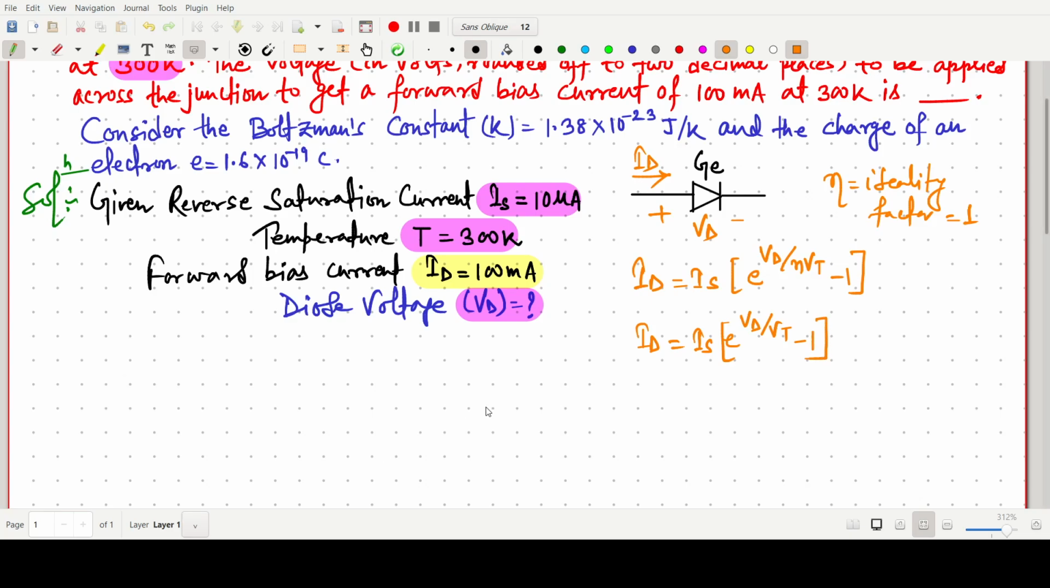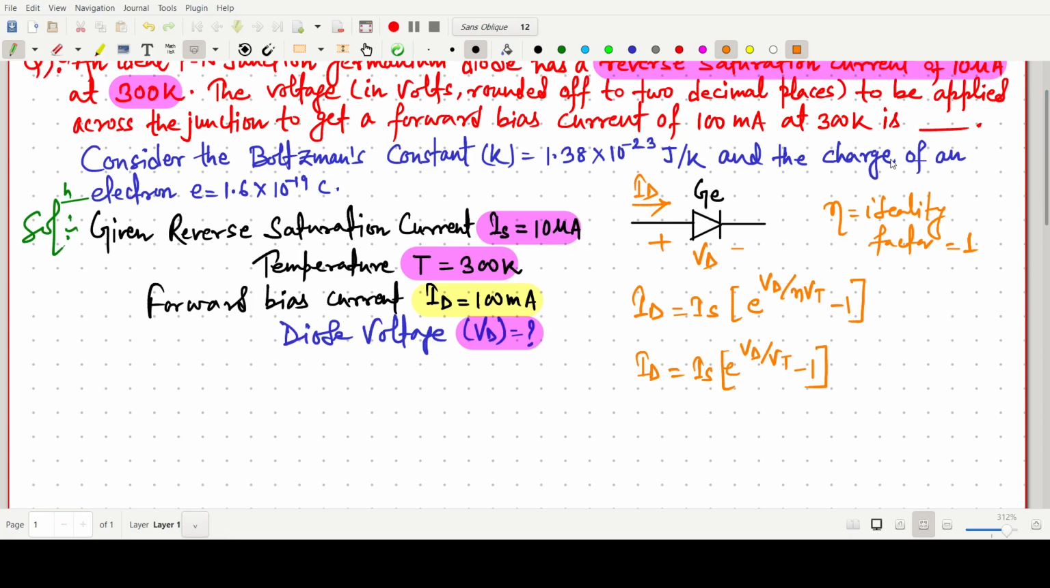Now thermal voltage, so Vt, as we know, is nearly 26 millivolt, but we have to find it for a particular temperature, 300 Kelvin, because Vd is required. So first of all, we will go for the Vt calculation, that is our thermal voltage. Id is the diode current, Is is the reverse saturation current, Vd is the voltage across the diode, eta is the ideality factor, and Vt is the thermal voltage.